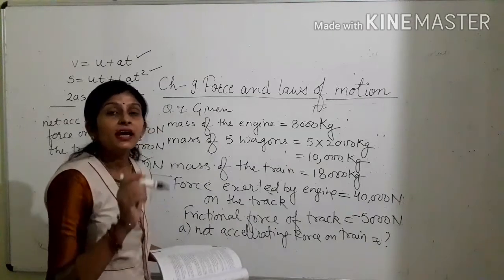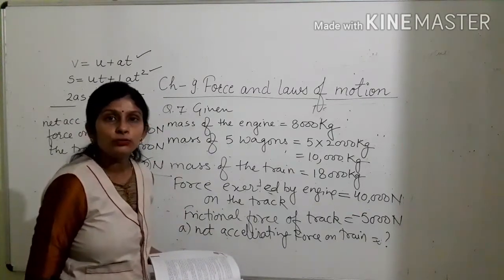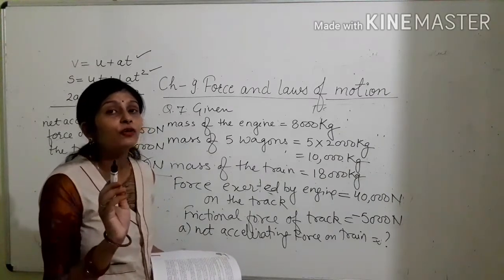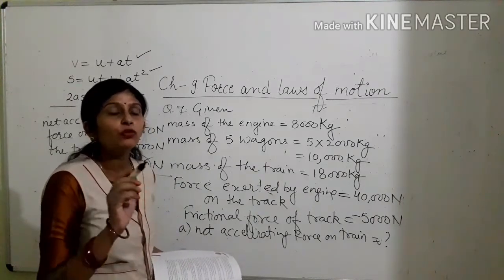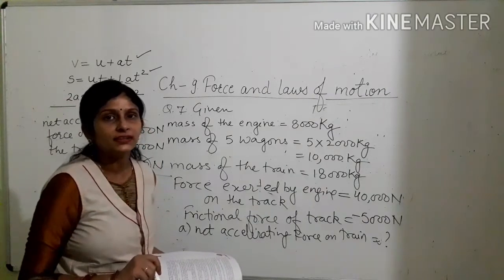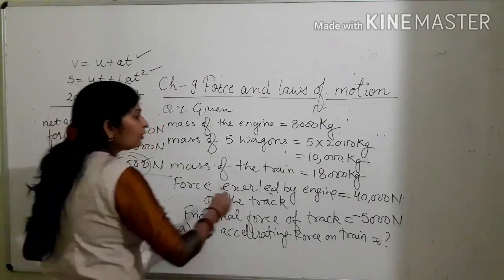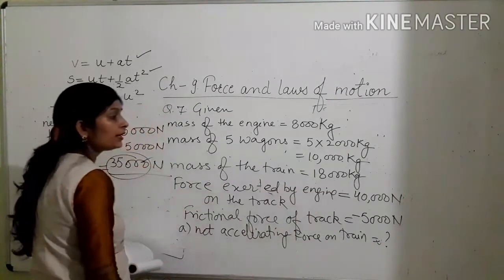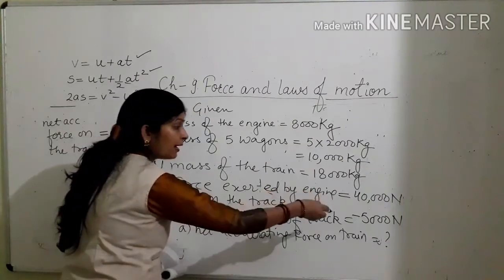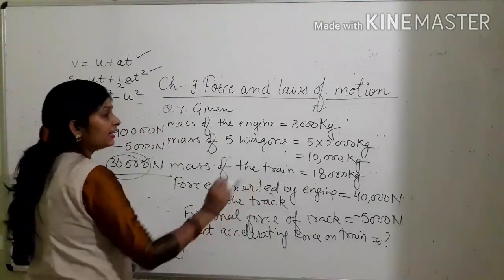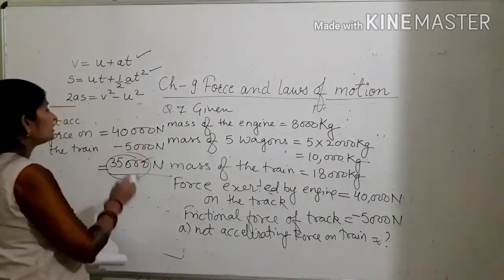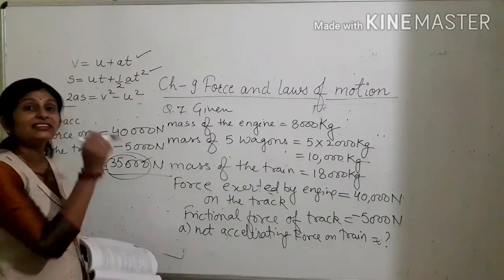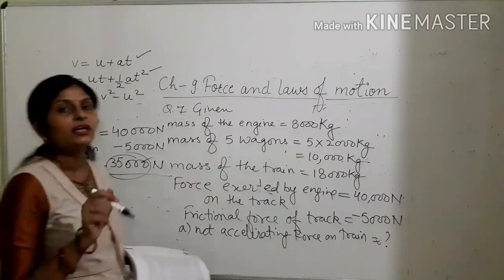So there are two forces acting on the object. So to find out the net or resultant force acting on the object, we have to do the combination of both forces. So when we do the combination of both these forces, means 40,000 Newton plus minus 5,000 Newton, then it will be solved as 40,000 Newton minus 5,000 Newton. Answer will be 35,000 Newton. So this is the net resultant force on the train.